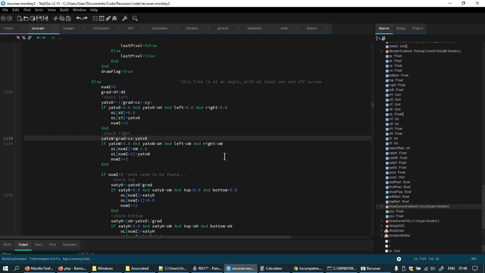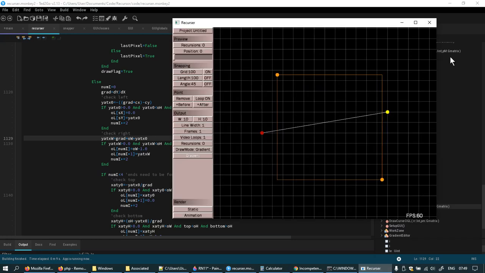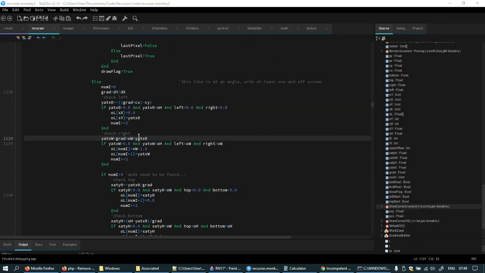Is that right? That's not really right, is it? That's gradient times, is it not? Gradient times output height, or output width. Here I'm doing output height to check the bottom. Oh, another little thing. I think that that is a thing. I don't know if that's going to be the thing that solves this problem, but that is a problem.